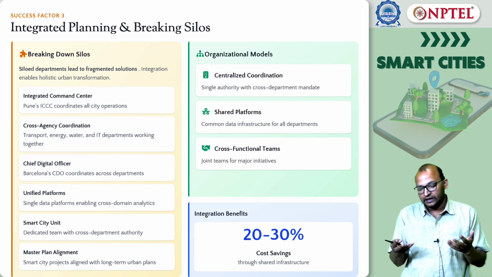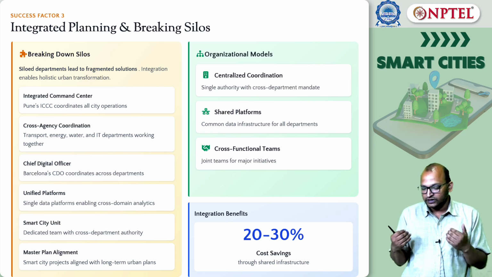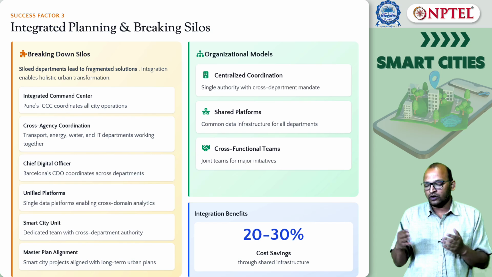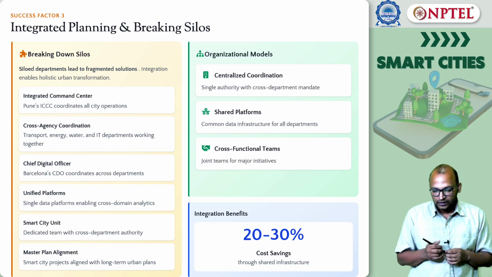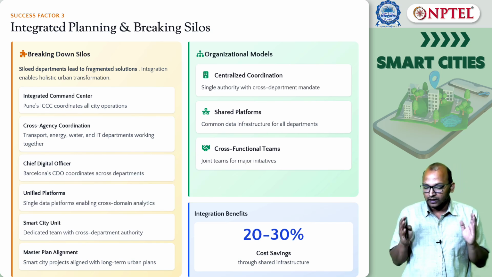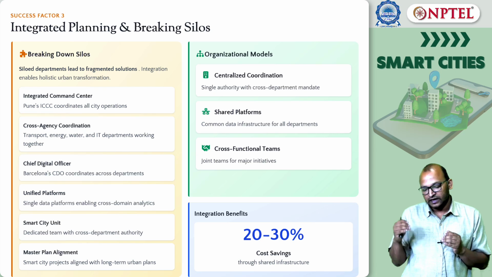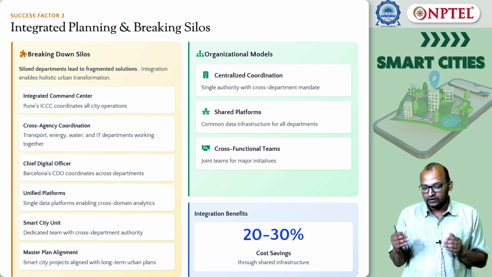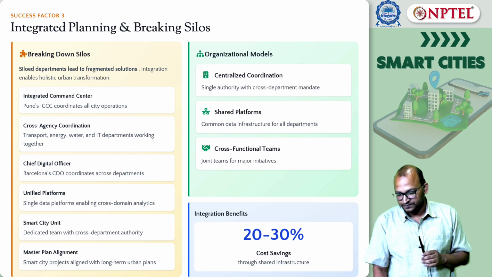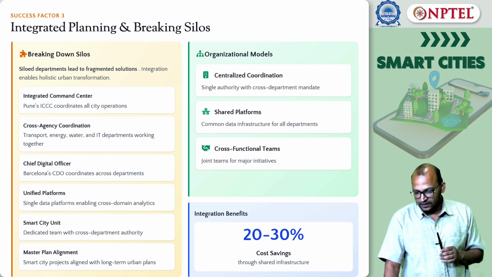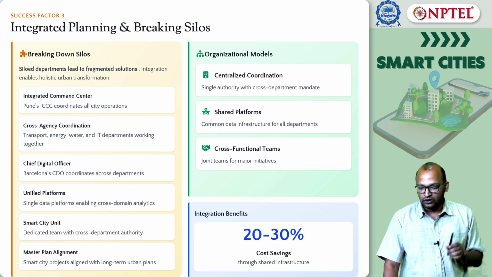Also, there should be a dedicated smart city unit which acts across department authorities. And there should be proper master plan alignment, that means smart city projects align with long-term urban plans. And this integration can draw 20 to 30% cost saving.